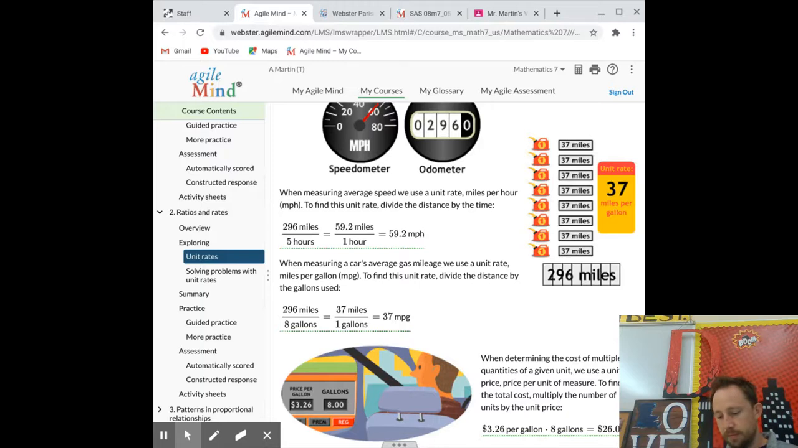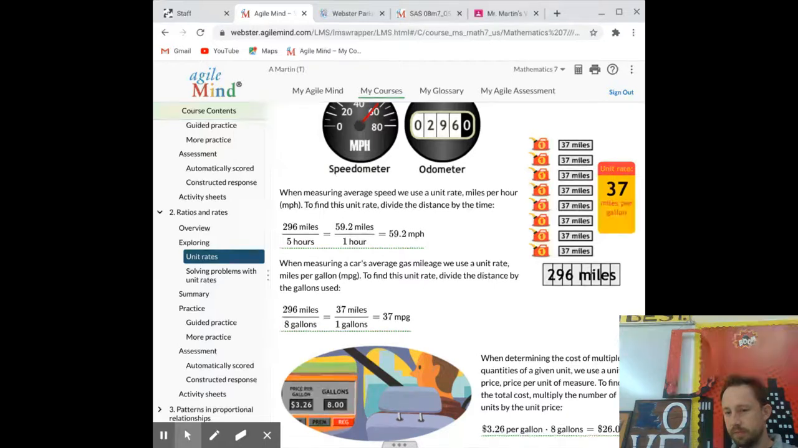When measuring average speed, you're doing good. This is everything that we've done in class. When measuring average speed, we use a unit rate, miles per hour, mph. To find this unit rate, divide the distance by the time. 296 miles over 5 hours equals 59.2 miles over 1 hour. So it'd be 59.2 miles per hour. When measuring the car's average gas mileage, we use a unit rate, miles per gallon, mpg. To find this unit rate, divide the distance by the gallons used. And that equation equals 37 mpg.